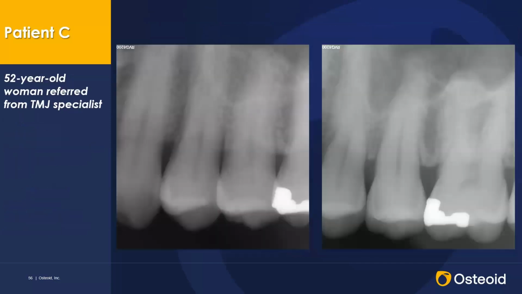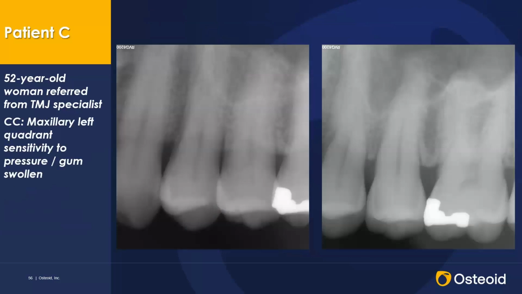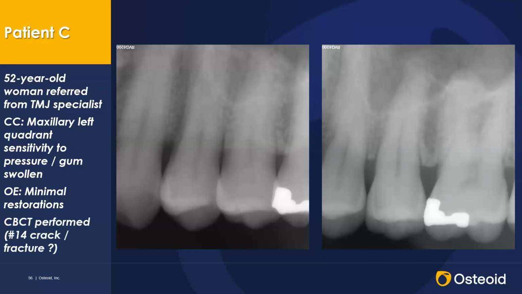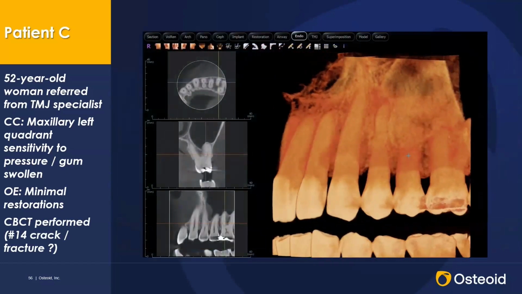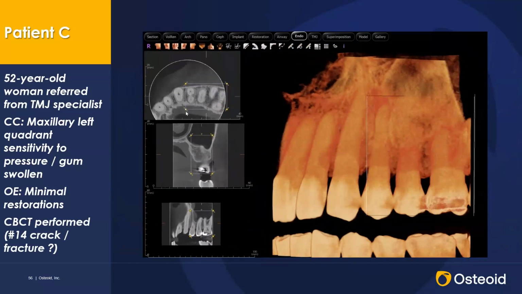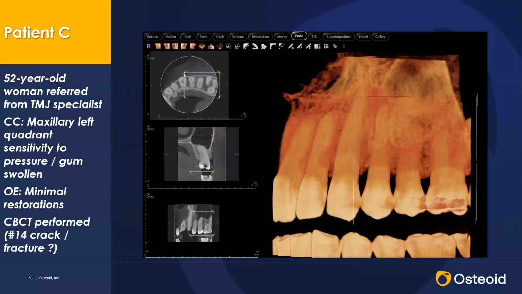Here's the third patient. We can see here that they've presented actually with a maxillary left quadrant sensitivity to pressure. There's minimal restorations on this 52-year-old woman who's actually referred from a T&J specialist because of the pain to rule out any other concern. And cone beam CT was performed because there was suspicion of a crack or fracture in the restored tooth. So again, we're going to use the bounding box, adjust the bounding box. In this case, I'm going to include multiple teeth because of the vagueness of the pain.